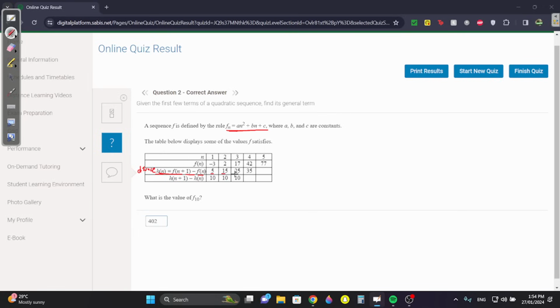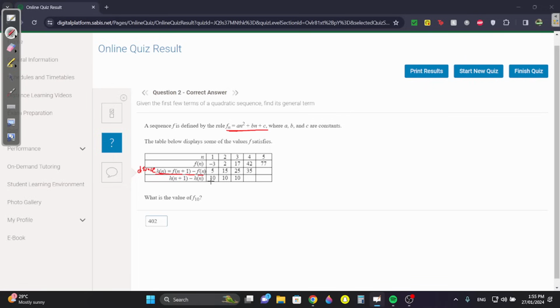And you see how they're all different? That means this is not a constant difference, right? So this is just the difference. They gave you the difference already. They gave you all the differences. Like, 3 and negative 2. What's 2 minus 3? 5. 17 minus 2, 15. 42 minus 17 is 25. 77 minus 42 is 35. So they gave you all the differences.